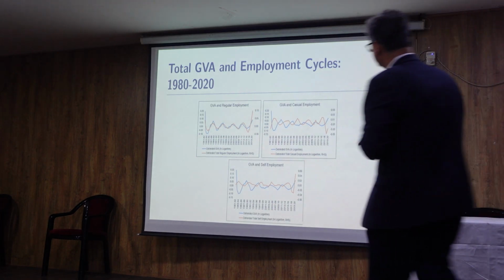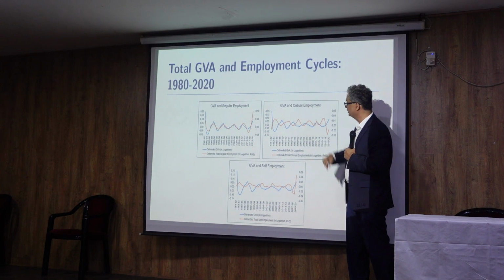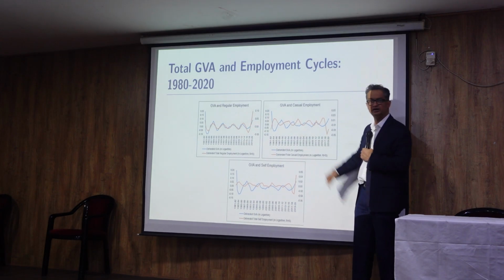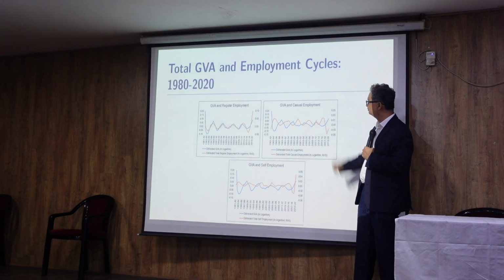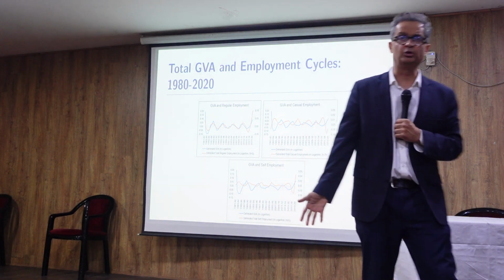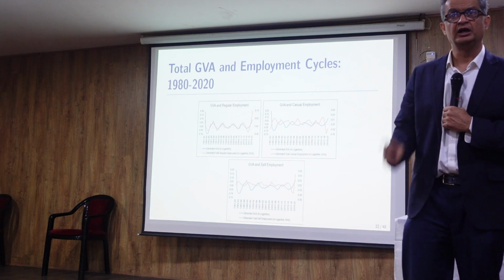But the relationship with casual is less. In fact, when GVA is high, casual employment cycles are lower. When GVA picks up, casual cycles are lower. So for casual employment, you would expect the co-movement to be negative. For regular employment, you would expect the co-movement to be positive.